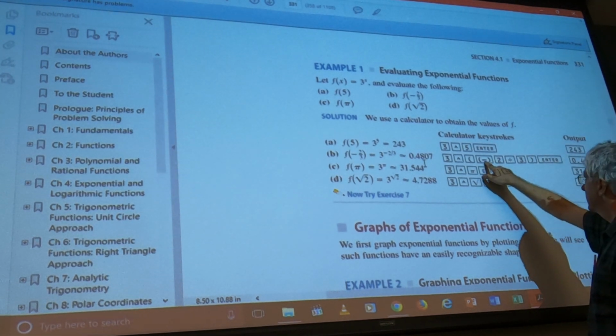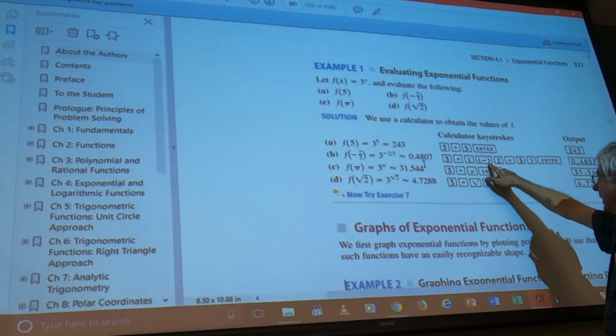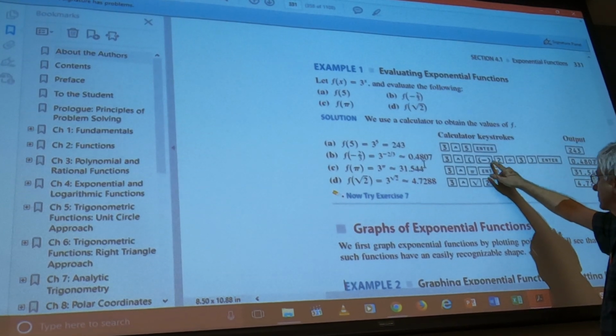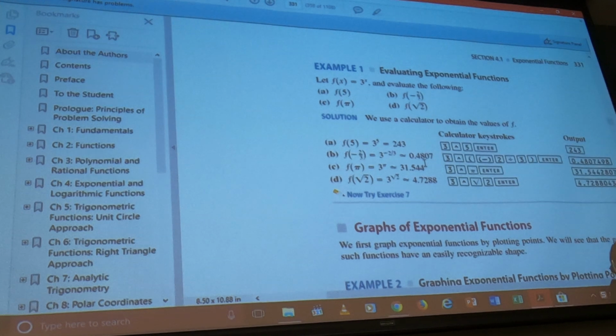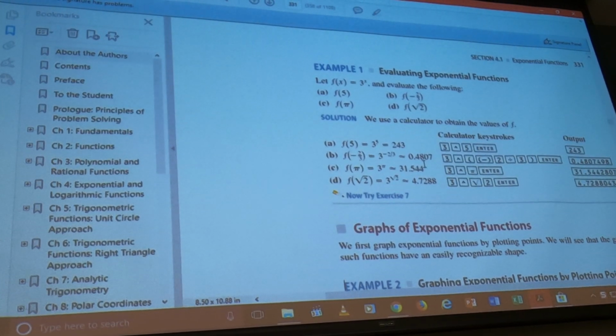Then this is the negation key. Sometimes you need to say 2 and then negate it, depending on your calculator. That's why I say, get accustomed to how your calculator works so you can get good results without doing things by hand.